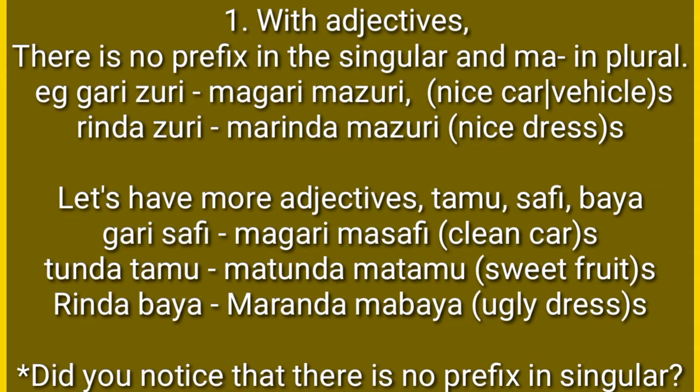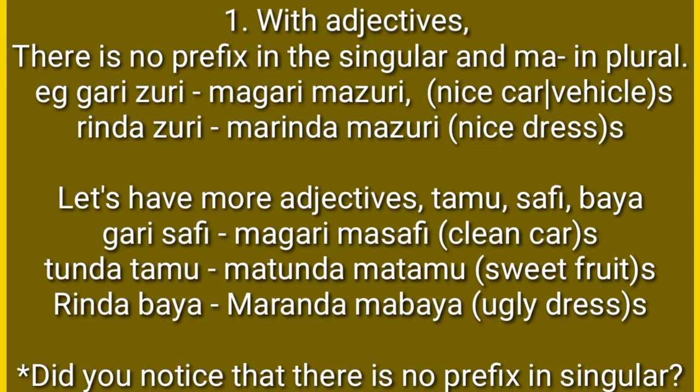So the first one, we start with adjectives. There is no prefix in the singular, and ma prefix is used in plural. Example, gari. Then we have the adjective zuri. Zuri adjective means that you need to add a prefix because there is a hyphen before zuri. So you need to add a prefix. But with Leah noun class, they don't have prefixes in singular. Gari zuri, rinda zuri, no prefix. But in plural, you add ma to become magari mazuri, marinda mazuri.